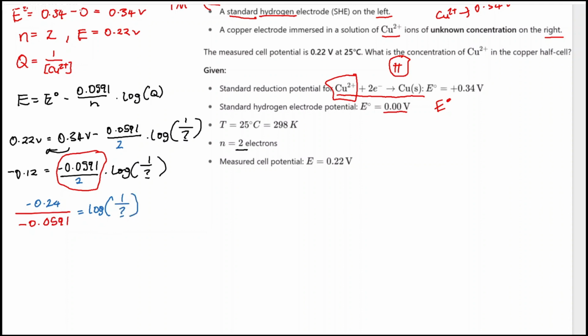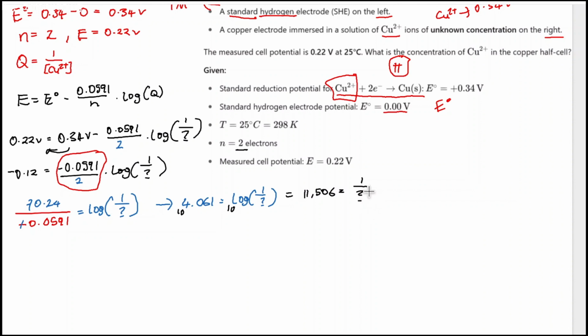When we divide these two numbers, we get a positive number, obviously, because the negatives cancel out. And it's 4.061, which is equal to the log of 1 over question mark. And now to get rid of the log, we just take 10 to the power of both sides. When we do that, this becomes a large number, 11,500, which is equal to 1 over question mark.